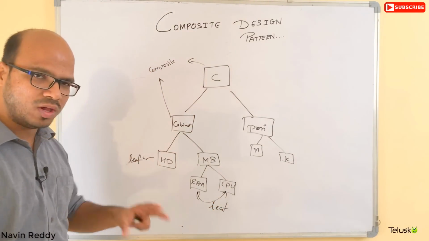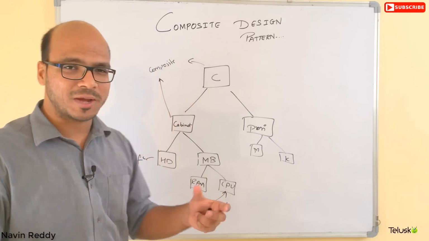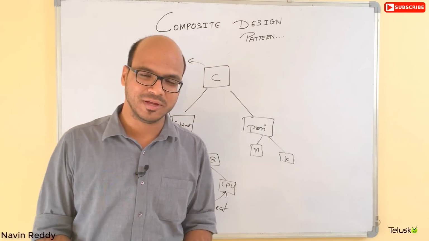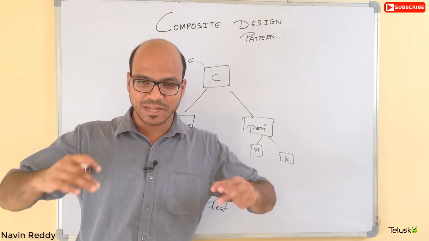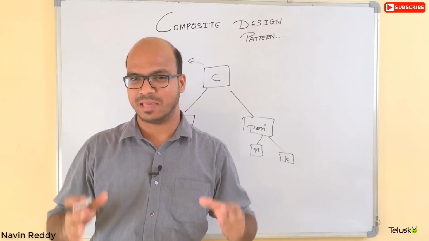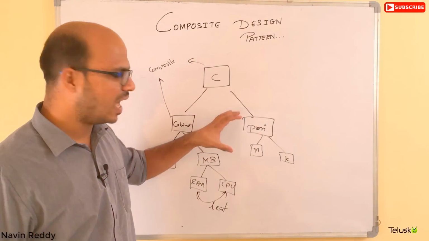All these objects are of the same type, right? They are all electronic devices. If you talk about a computer, it's an electronic device. If you talk about a cabinet, it's an electronic device. When you talk about a keyboard, it's an electronic device. That means they all follow the same structure. They have all the same features, in fact, they are electronic devices.